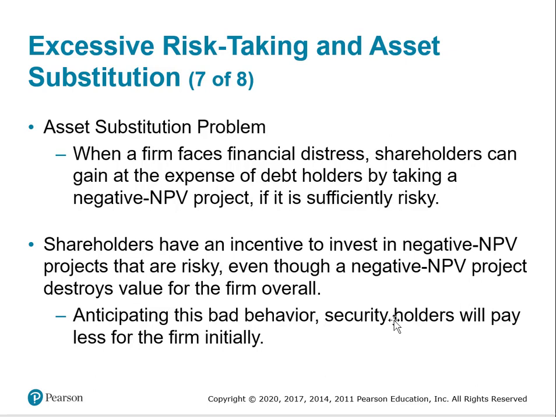When we face financial distress, shareholders can gain at the expense of debt holders by taking a negative net present value project if it's sufficiently risky. So again, they have incentive to invest in negative projects that are risky, even though a negative net present value project destroys the value of the firm overall.